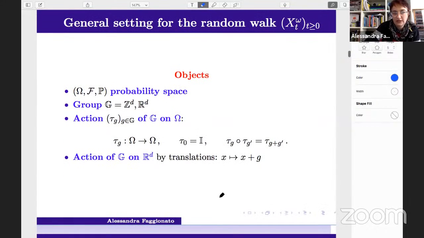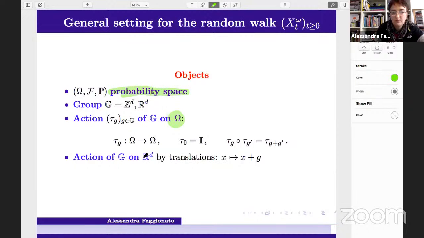So we have seen two examples, and now this is the general setting of my discussion. So for the random walk, I have the following objects. First of all, I have the probability space where omega is thought of as the space of environments. Then I have a group, an abelian group, which can be Z^d or R^d. The group G acts on the space of environments. So I have this action. For each element of the group, I have a map from omega to omega, and it is a homomorphism.